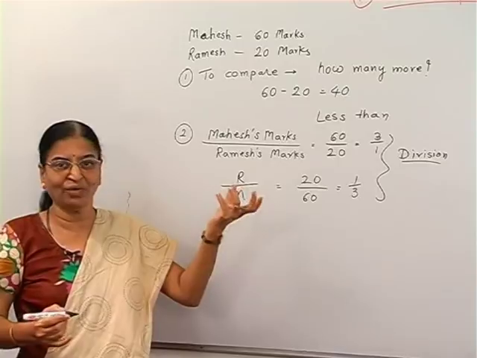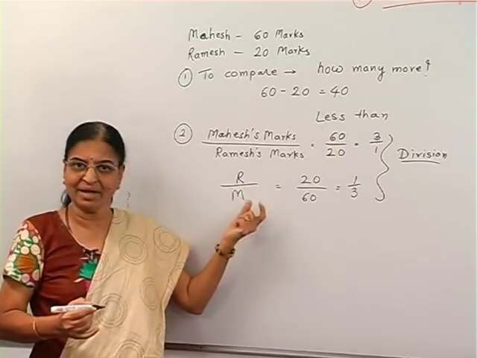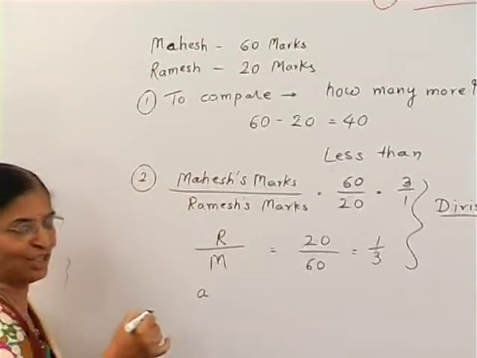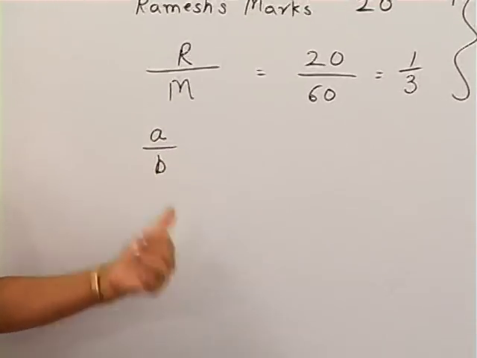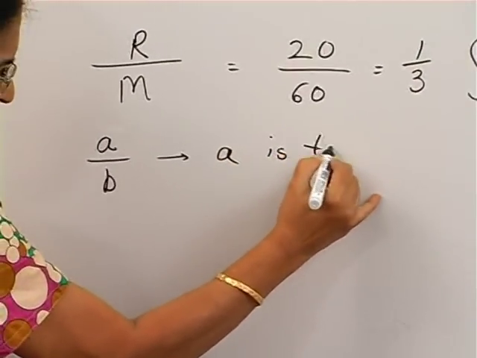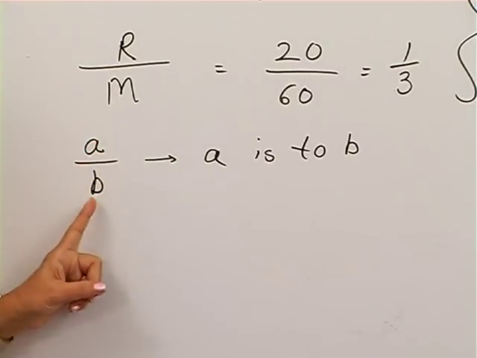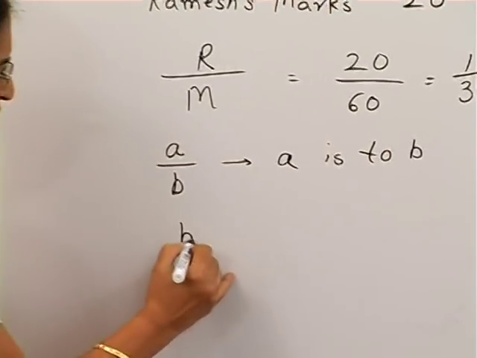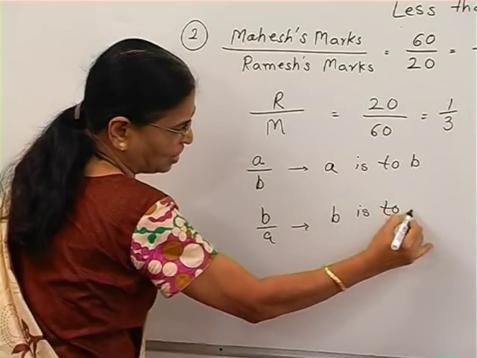Now we are in a position to write a rule or method using letters. How will you write it? Suppose I want to compare A, that is Mahesh's marks, with B. Then I will write it as A upon B. See how to read it: A is the first, on the numerator, and B is in the denominator, so I will read it as A is to B. And if I write B upon A, then it will be B is to A.